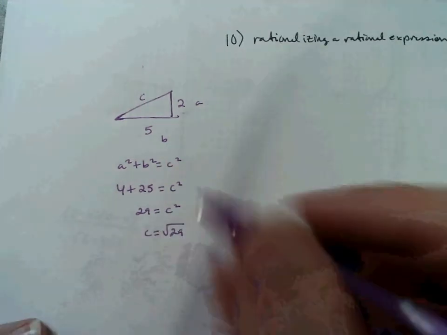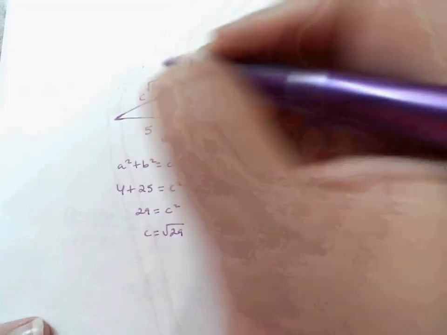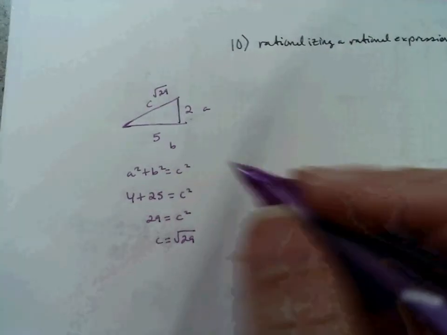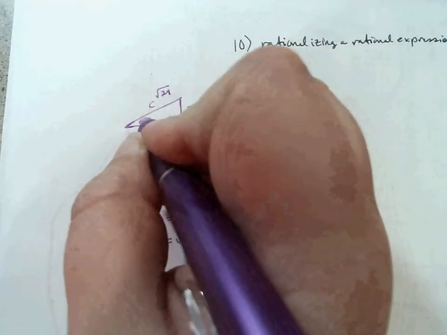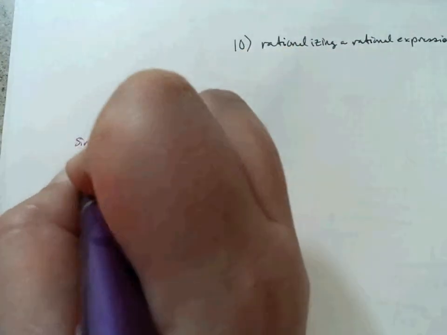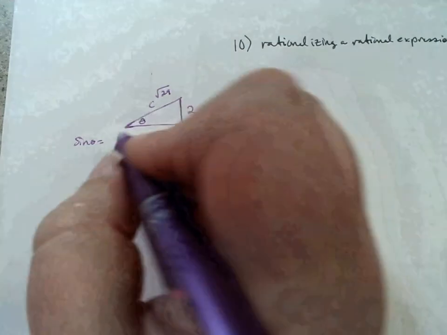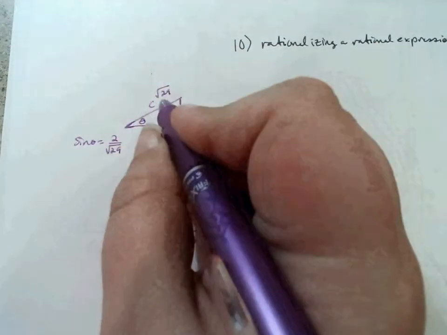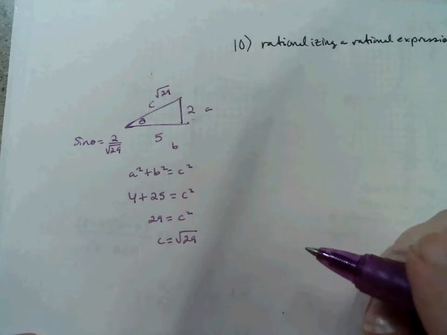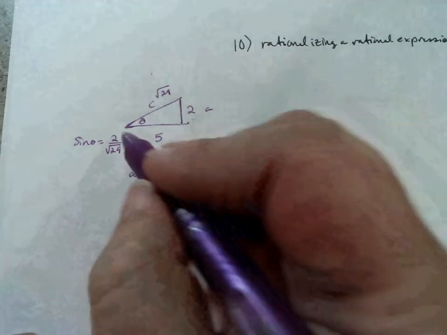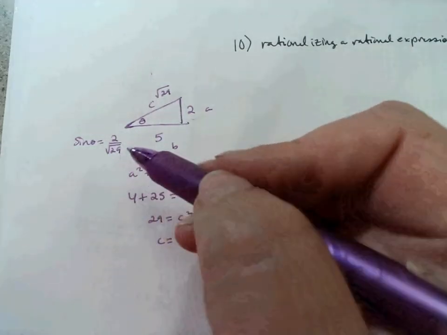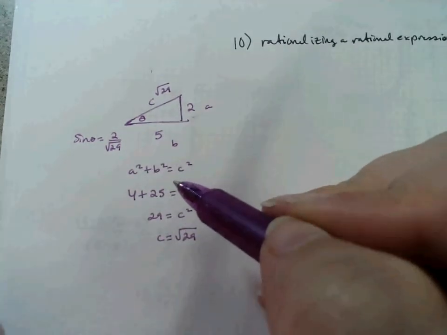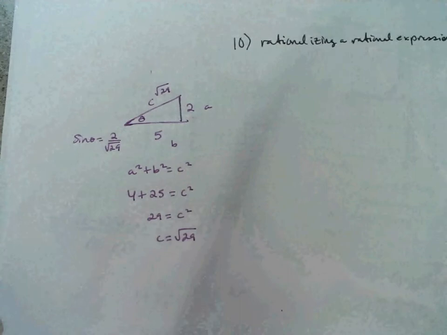Okay? So then you could say, well, this is the square root of 29, and then if you were asked to determine, say, the sine of this angle. I don't know if you guys remember, but sine is the opposite over the hypotenuse, so it would be 2 over the square root of 29. So 2 is the opposite of theta, and square root of 29 is the hypotenuse. Well, that is an irrational expression, and you would have been expected to rewrite it so that you no longer had an irrational term in the denominator.